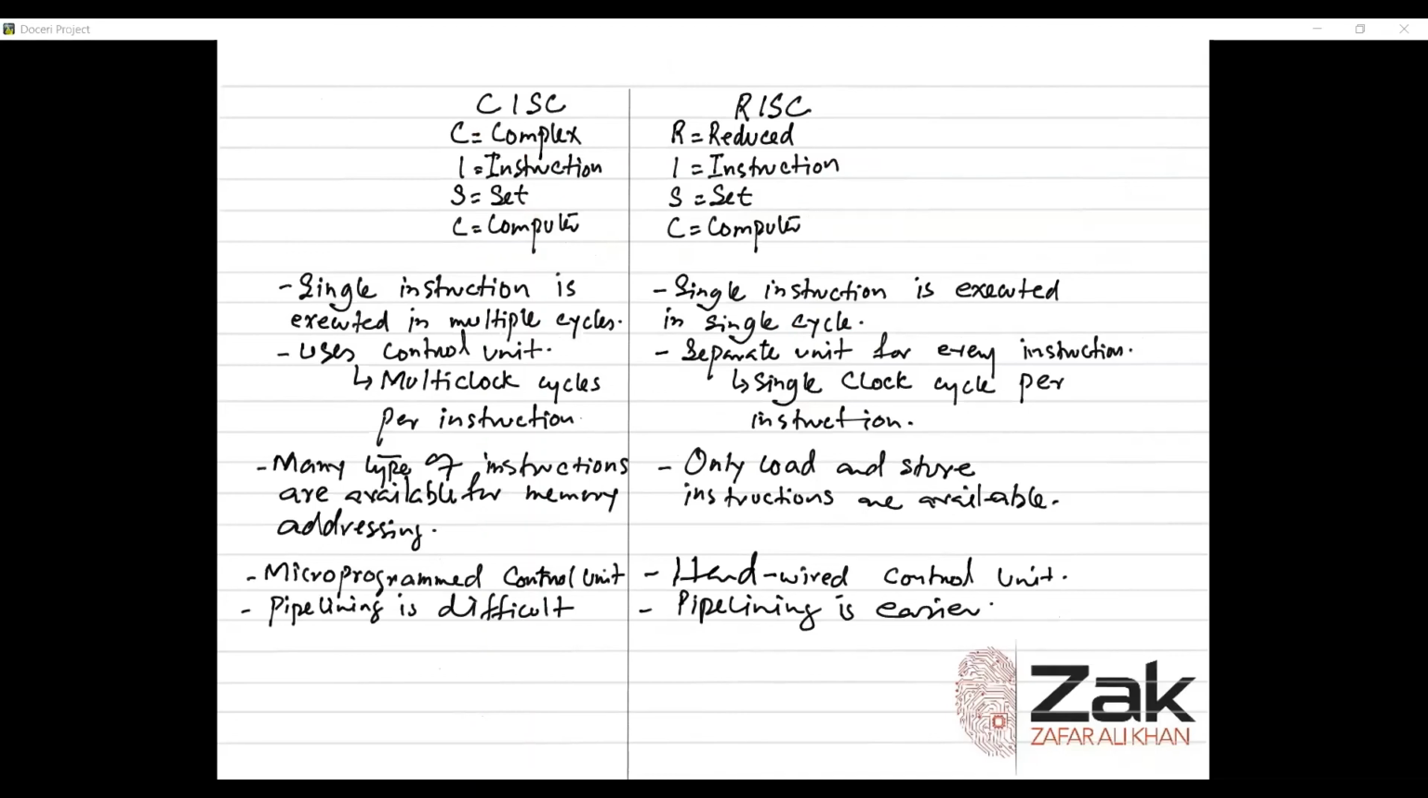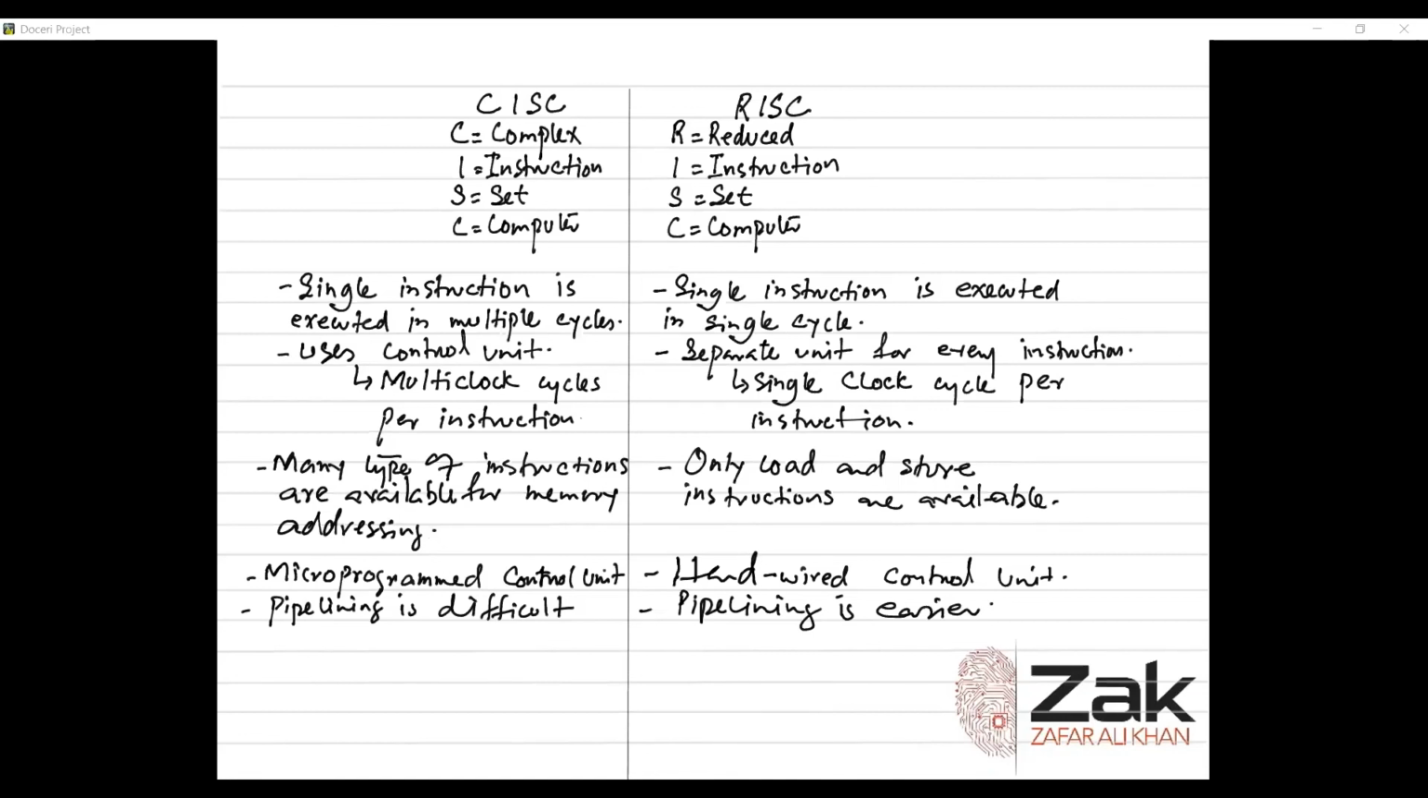All right. And then uses control unit. I did explain that CISC has got a control unit that does multi-clock cycles per instruction to complete the execution of the program. Whereas in RISC, there is a separate unit for every instruction, and a single clock cycle per instruction is used. And in CISC, many types of instructions are available for memory addressing. And in RISC, there are just a few types of instructions for load and store.